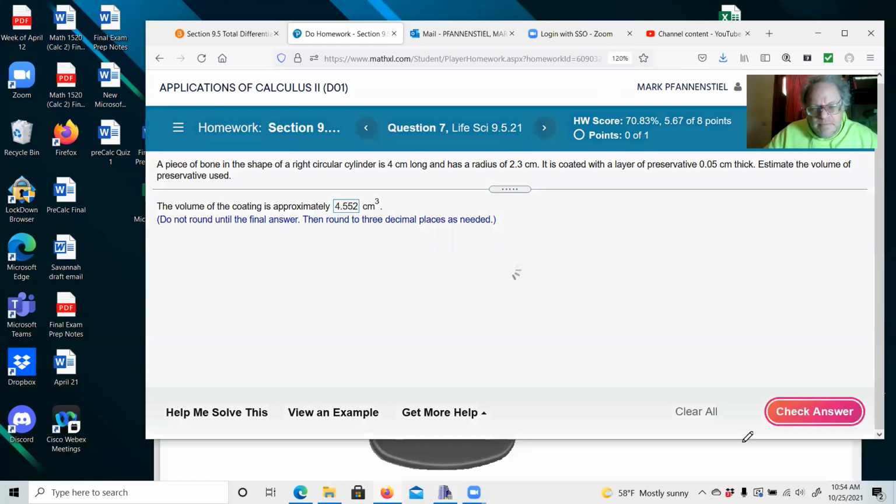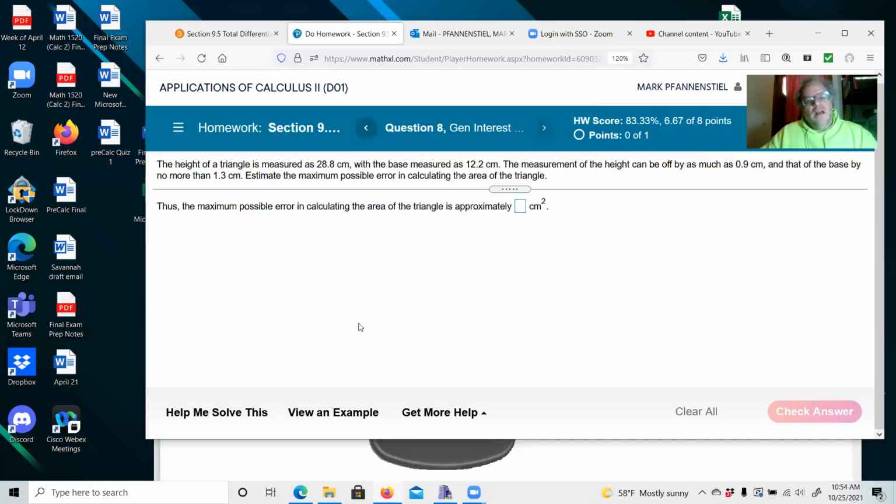All right. Okay, we got the height of it. This is a different one. Okay, so we got the height of a triangle, measuring 28.8. The base of the triangle, 12.2. Measurement of the height can be off by as much as 0.9, and the base by no more than 1.3. Okay, so estimate the maximum possible area in calculating the triangle's height.